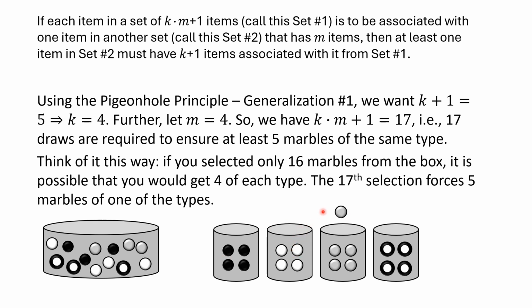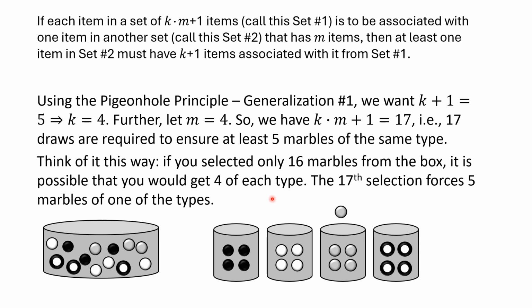So I've shown here where it's a gray, but it could have been any of these colors. So the answer to the problem is 17. That's the least number of draws from this collection of 4 types of marbles that guarantees you're going to have 5 of one particular type.